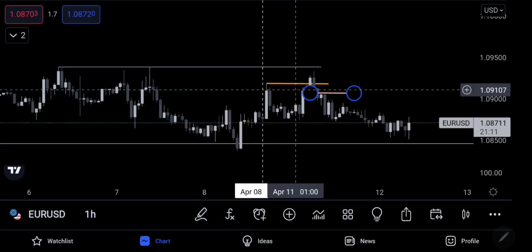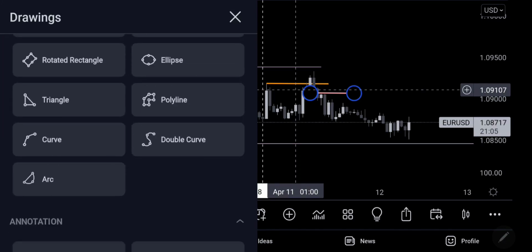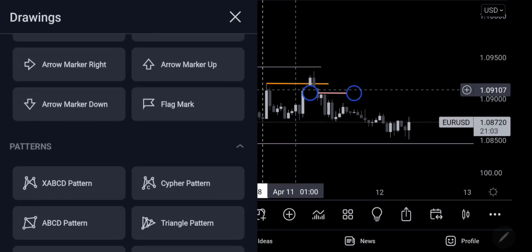Where my X is at? My phone doesn't update the TradingView, so now it looks like an iPhone kind of. Anyways, all right.